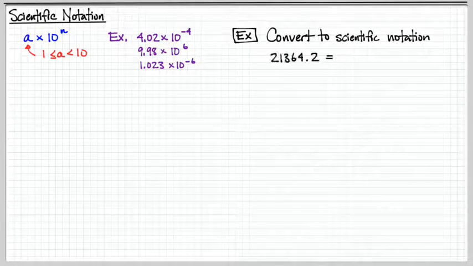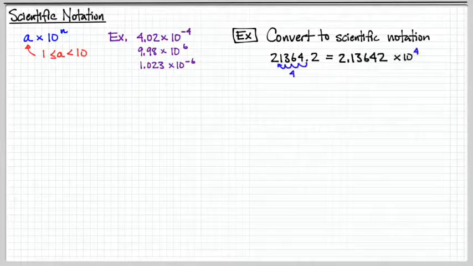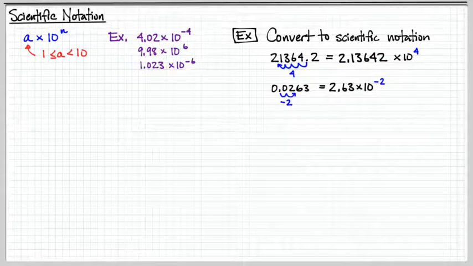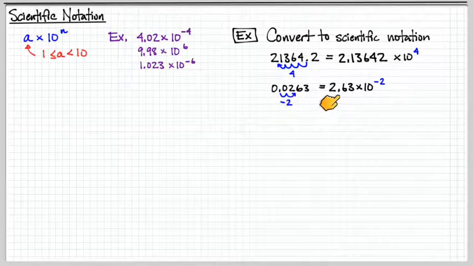So if I wanted to convert a number to scientific notation, I want to move this decimal over here, and I'm counting the number of times I move the decimal place. I move it to the left by 4, so I have 2.13 times 10 to the 4th power. Same thing goes when I want to move the decimal point in the other direction. If I move it to the right, then it's 2.63 times 10 to the negative 2 instead.